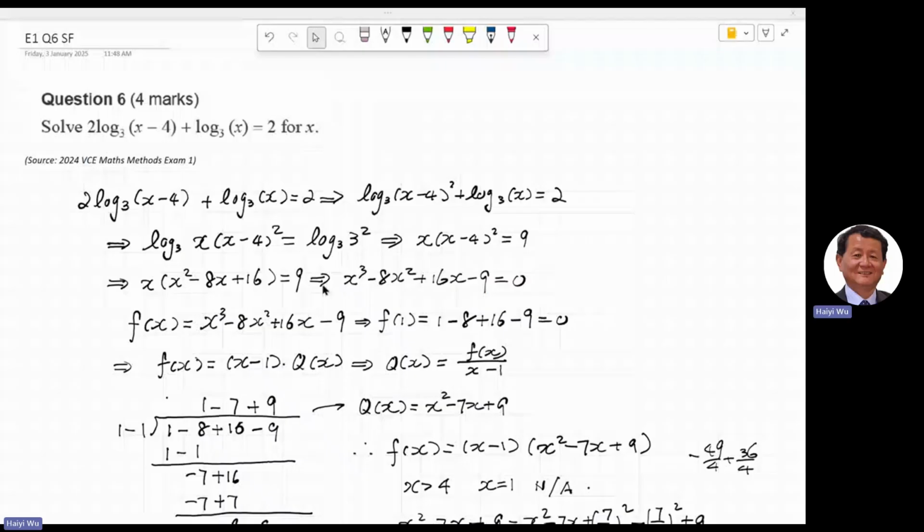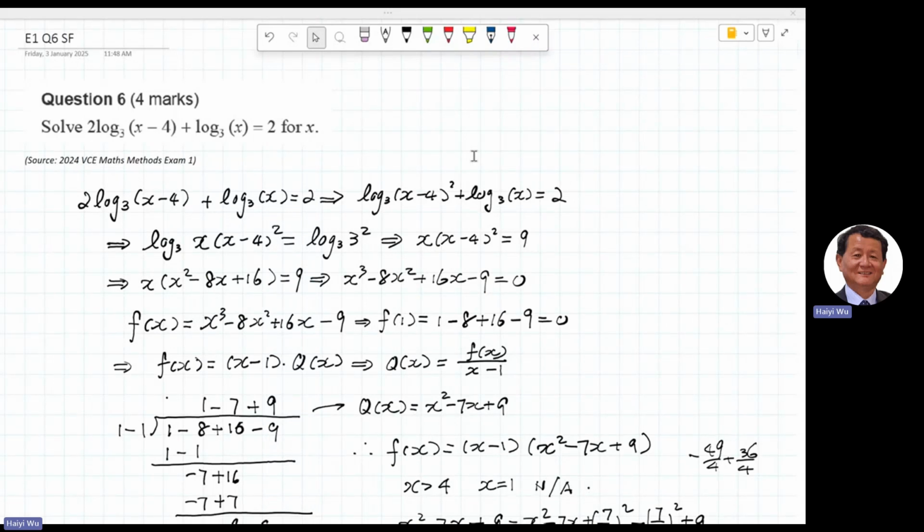Hello again. Today we're going to solve a logarithm equation. This is not an easy question because it involves cubic functions, cubic equations. So we need a long division. I'm going to show you how to use a long division to solve it.